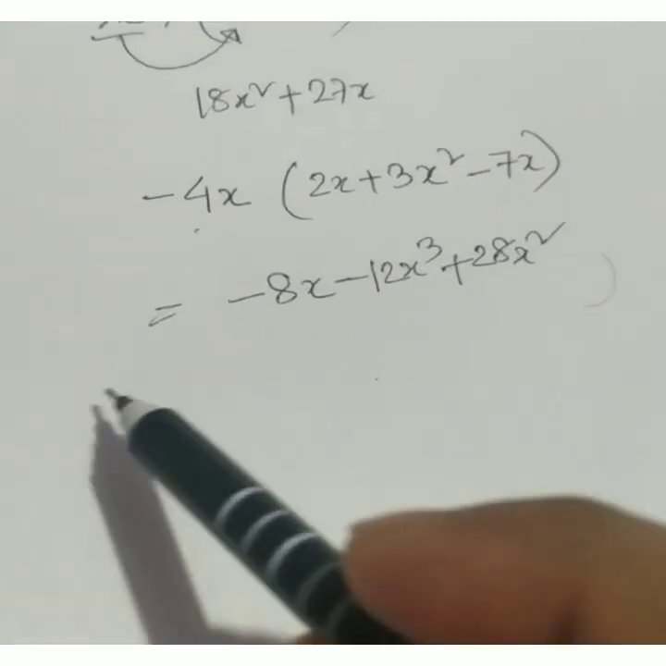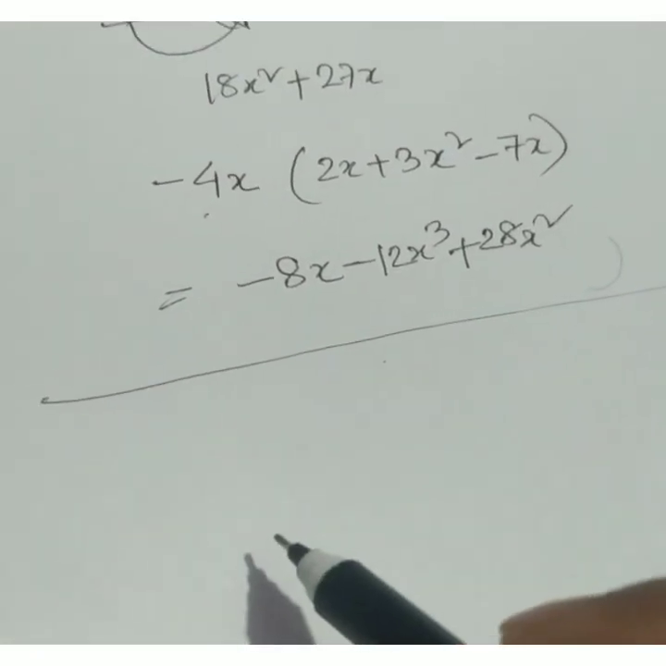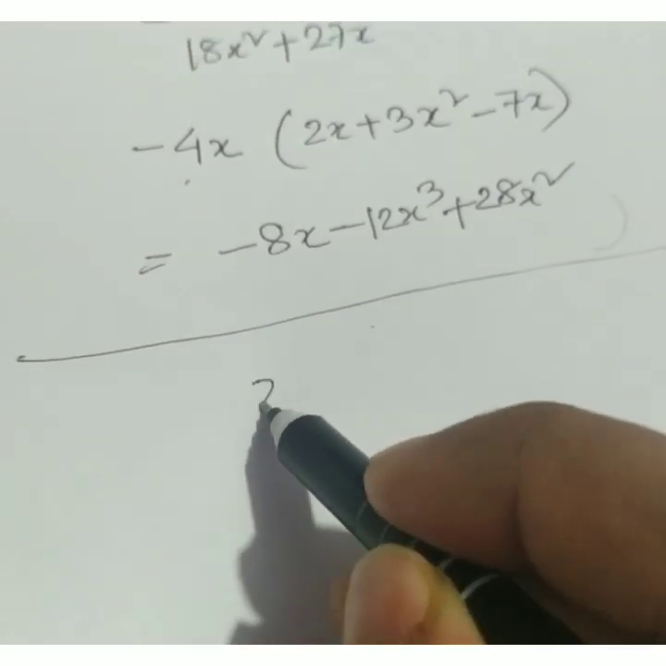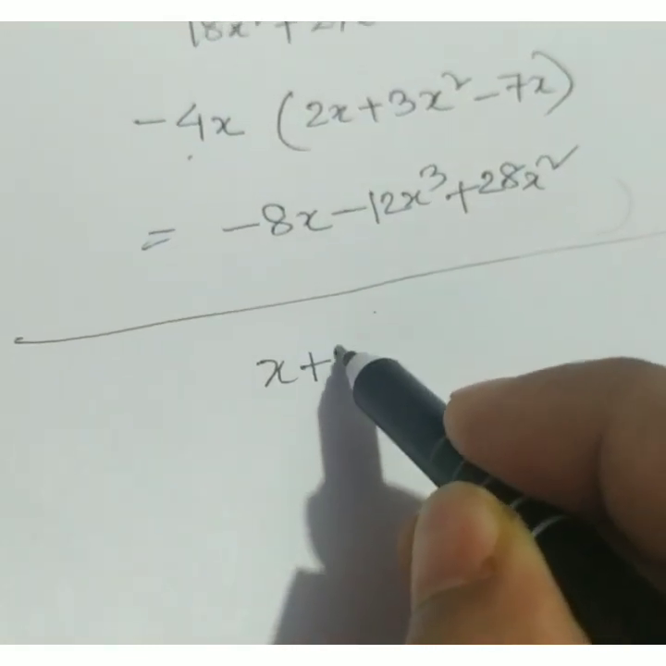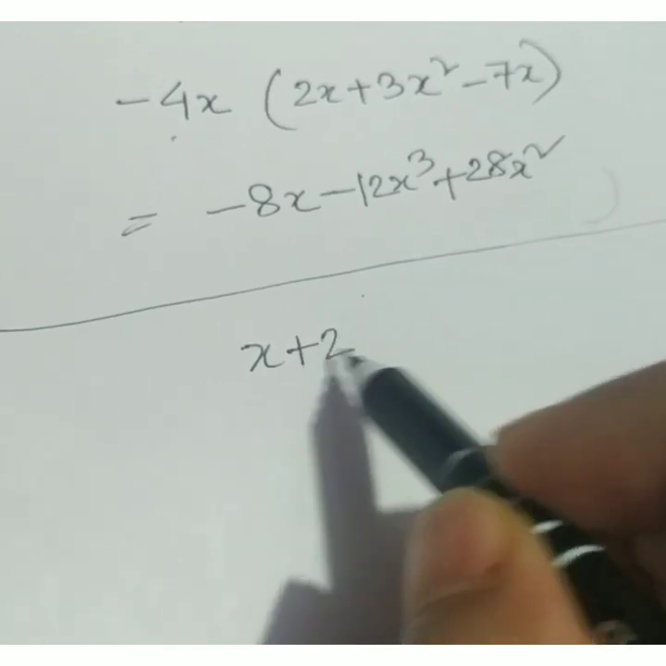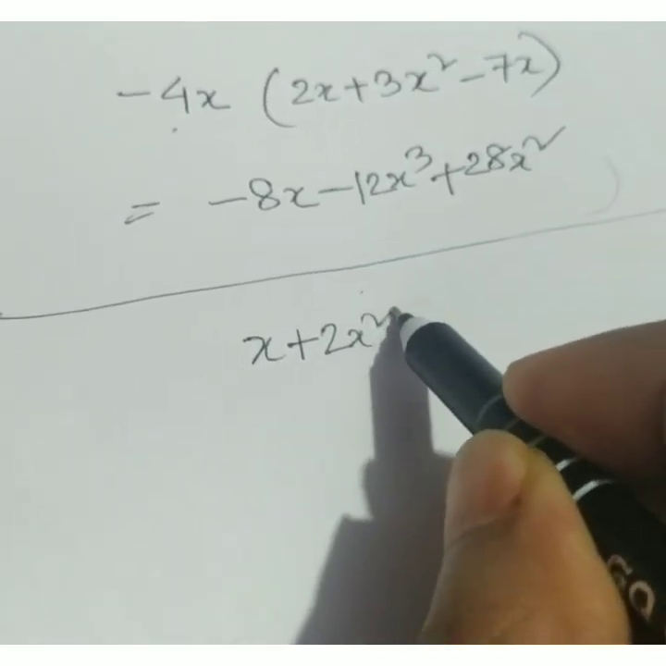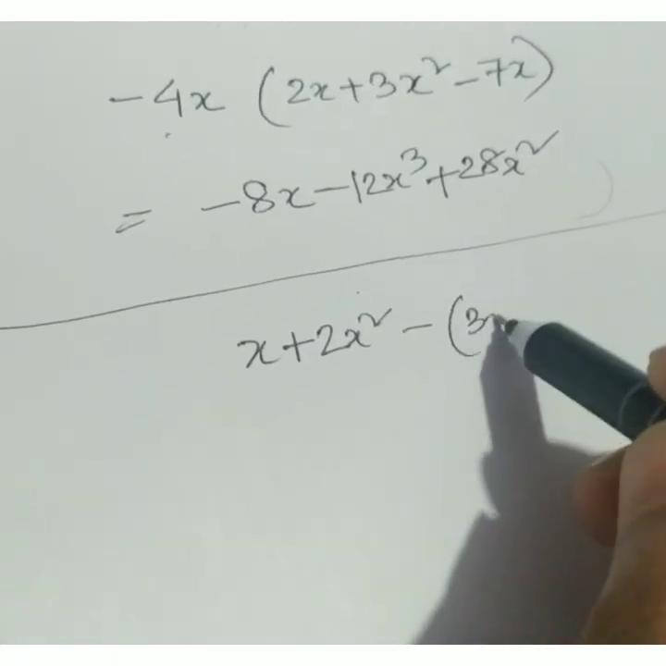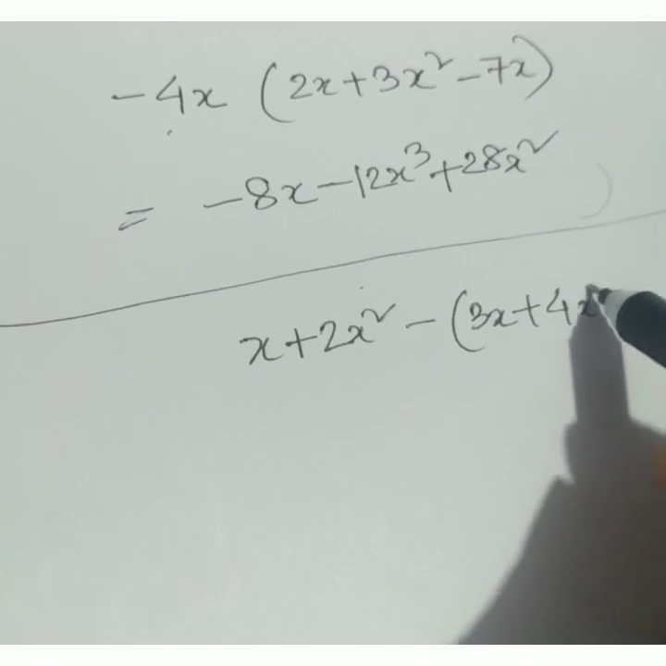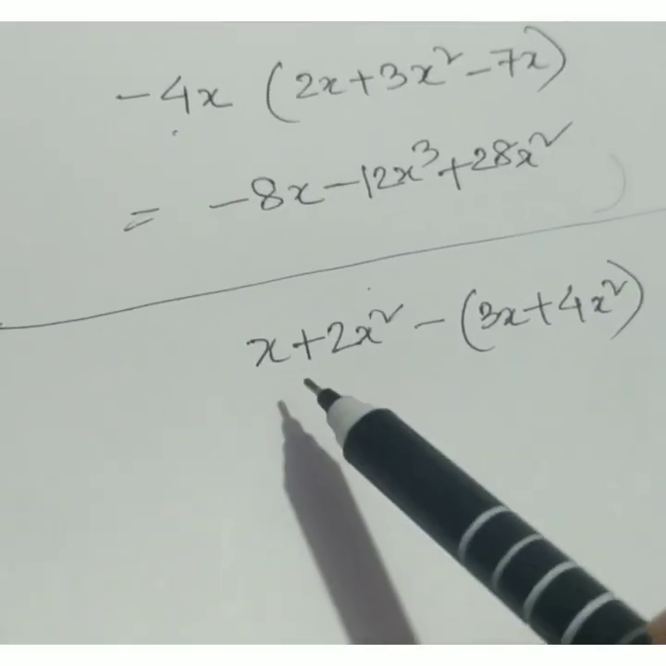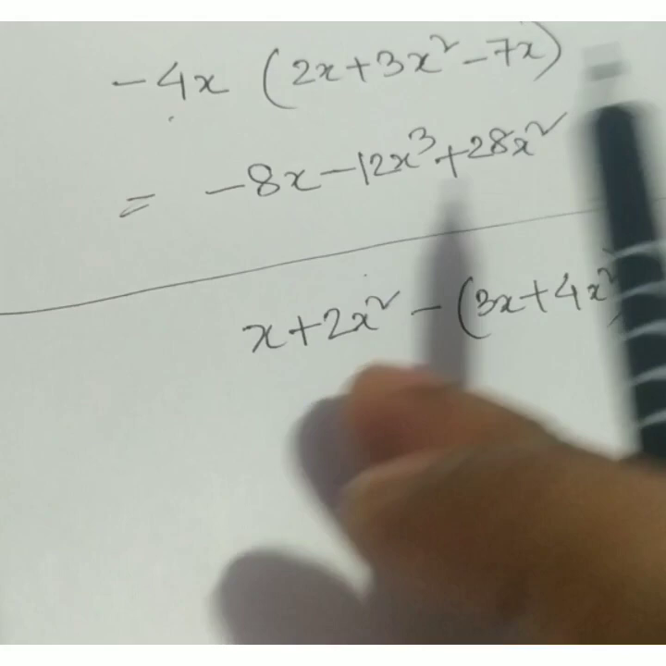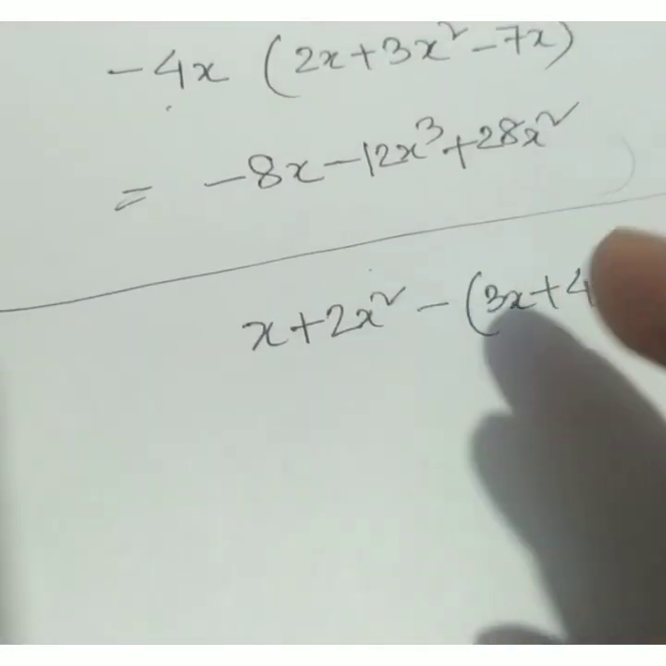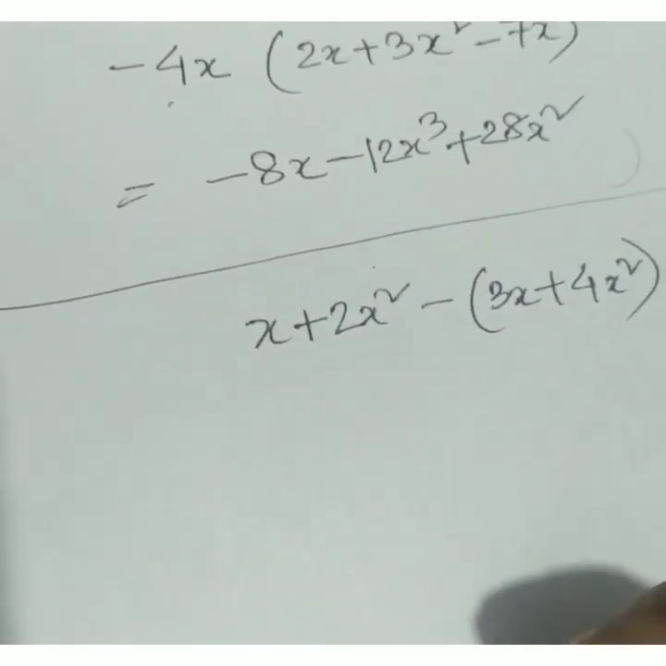Another thing I need to explain to you is subtraction. Suppose I am subtracting a polynomial from another polynomial, let's say x plus 2x square minus 3x plus 4x square. Remember, when subtracting, we can only subtract the terms with the same variables. If the power of the variables changes, we cannot subtract.